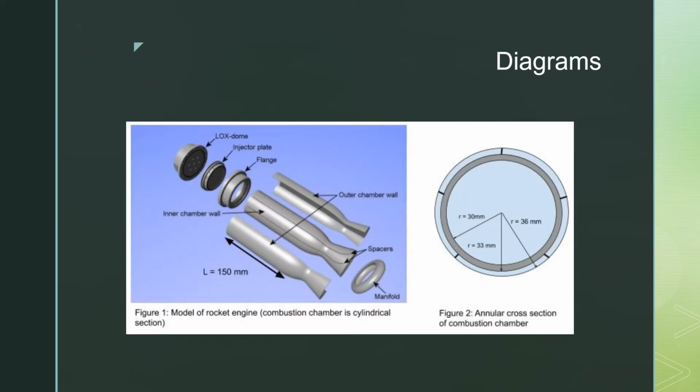Figure 1 and Figure 2 are the diagrams that will be given to the student. In Figure 1, we have an expanded view of the rocket engine. However, we will focus more on the combustion chamber, which is the cylindrical section. And in Figure 2, we have the annular cross-section of the combustion chamber with the given radii.